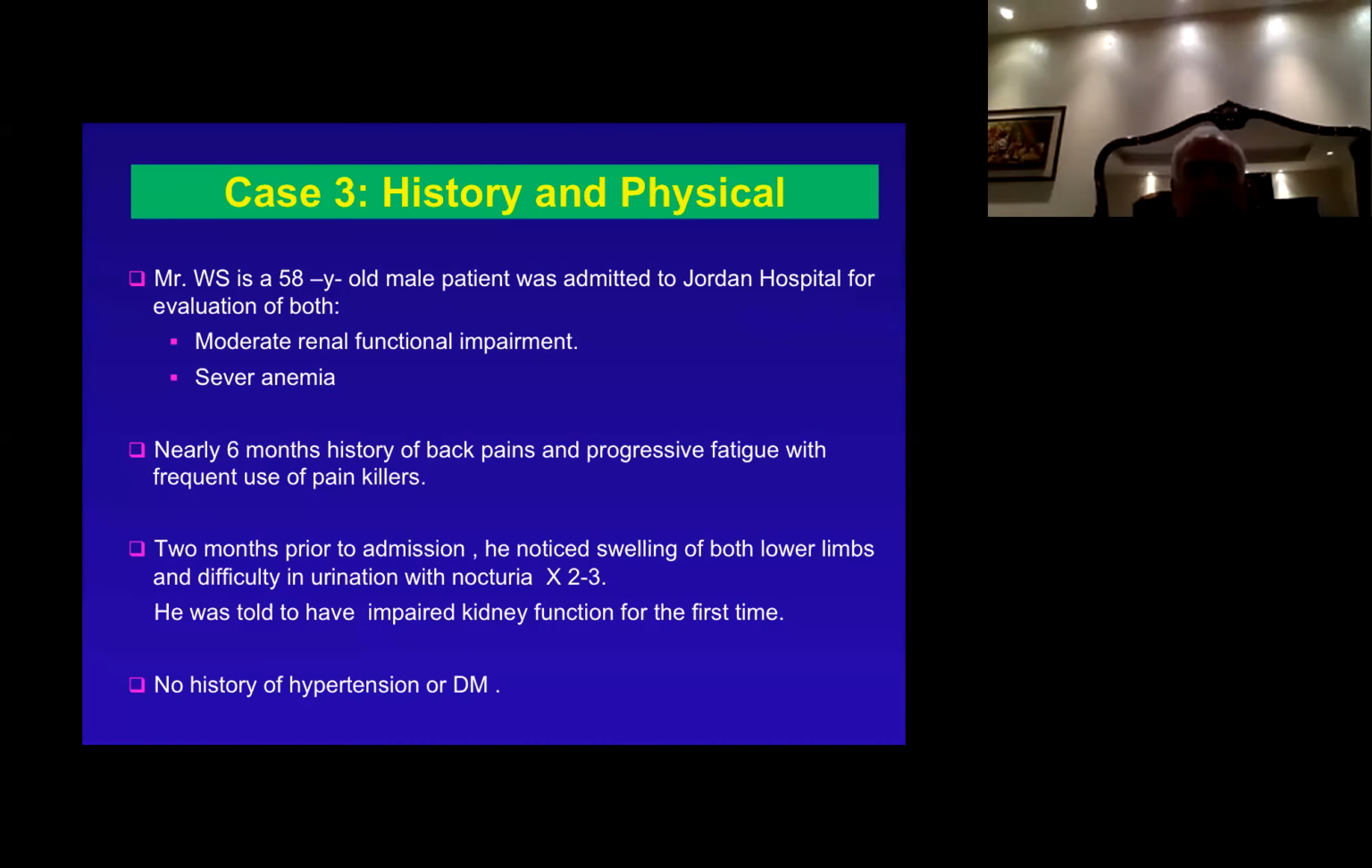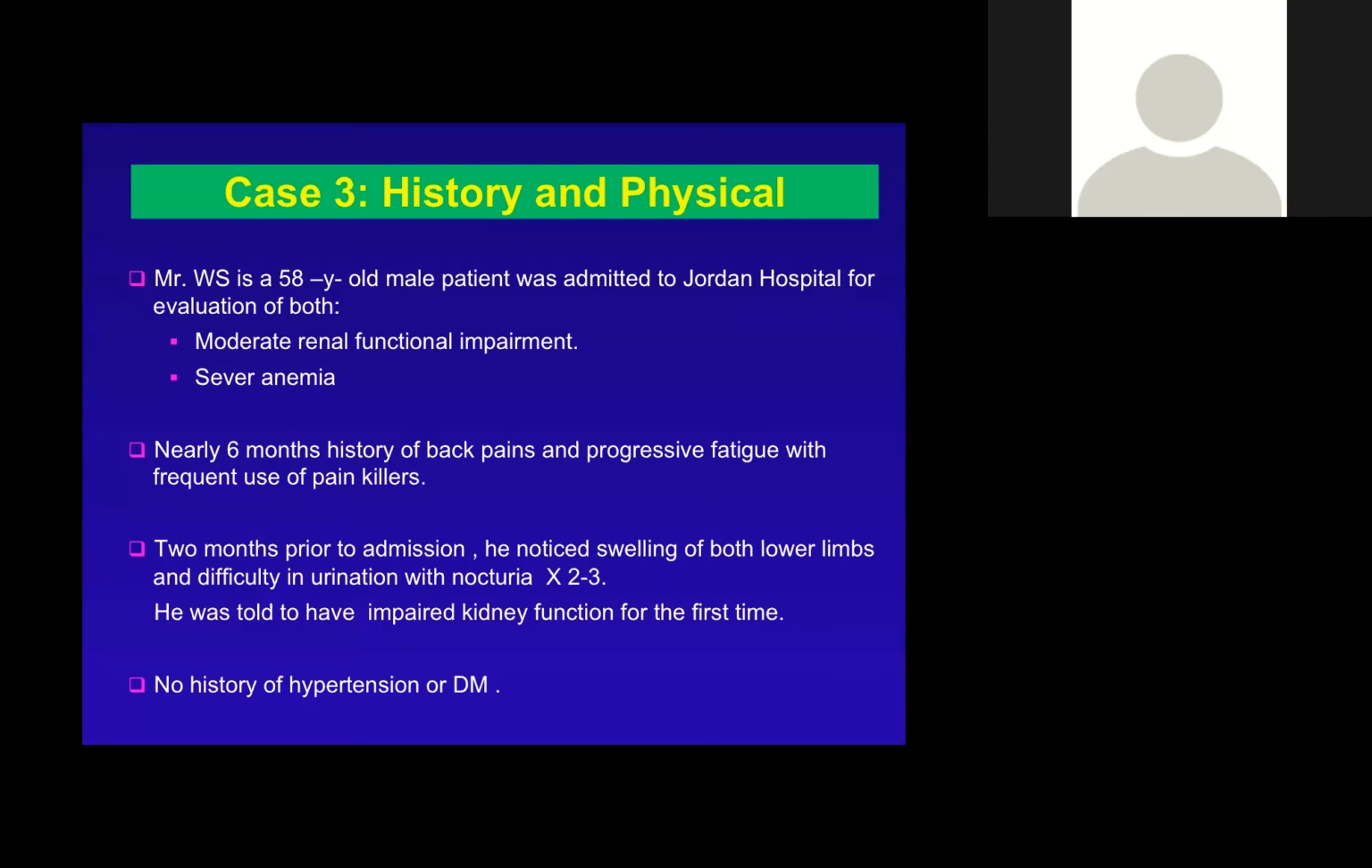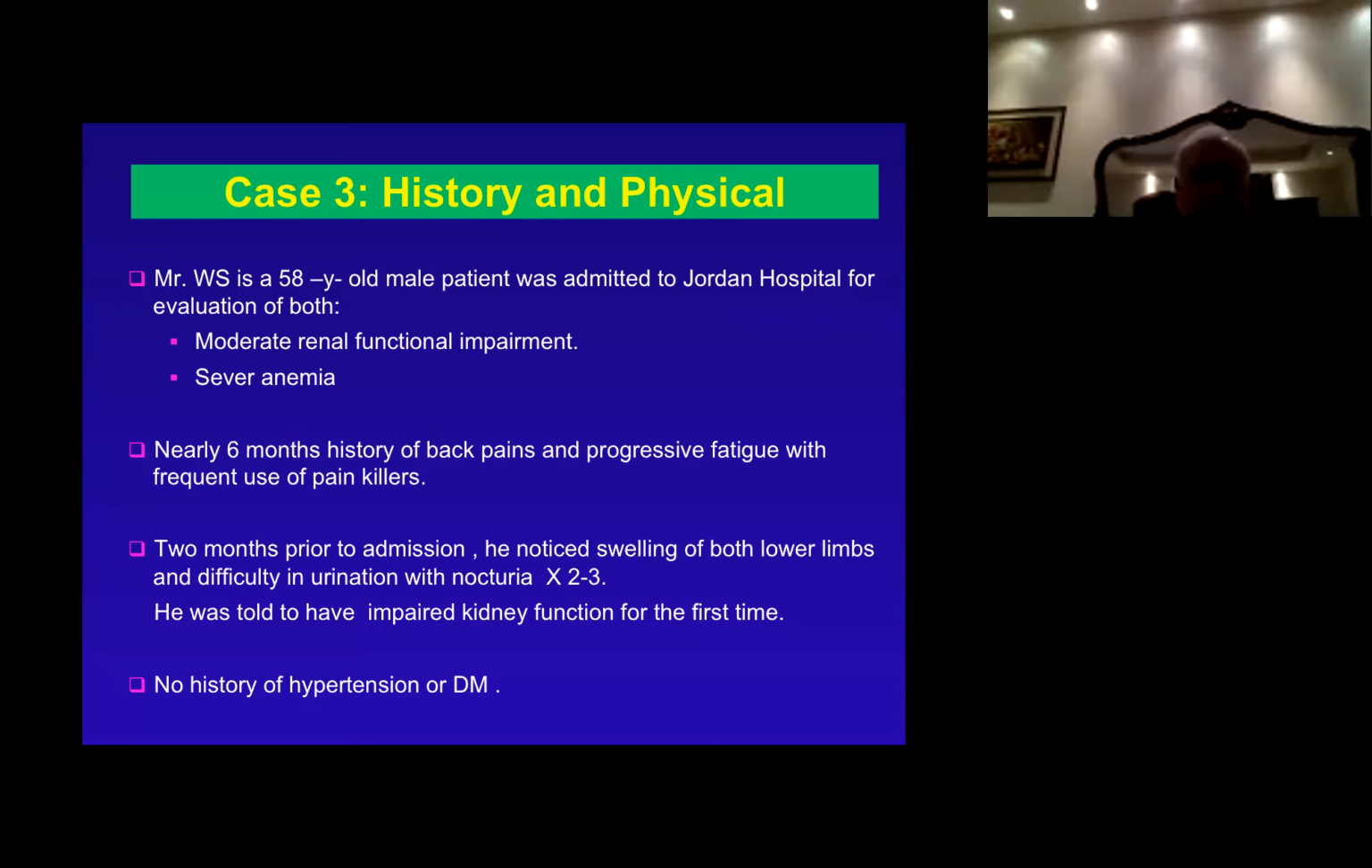Okay. The third case is a 58-year-old male patient admitted to Jordan Hospital for evaluation of moderate renal functional impairment and severe anemia. He had a 6-month history of back pain and progressive fatigue with frequent use of painkillers. Two months prior to admission, he noticed swelling of the lower extremities, difficulty in urination and nocturia 2 to 3 times. He was told to have impaired kidney function for the first time. No history of hypertension or diabetes.